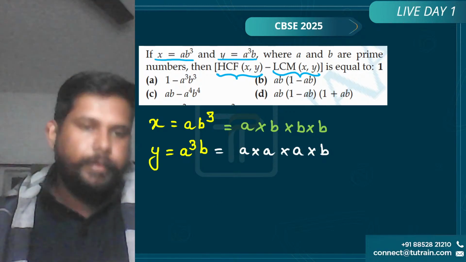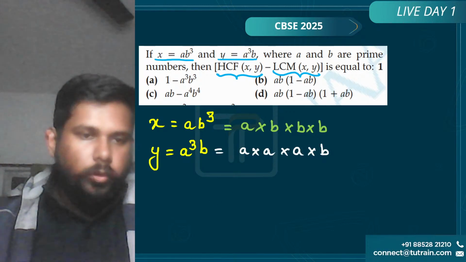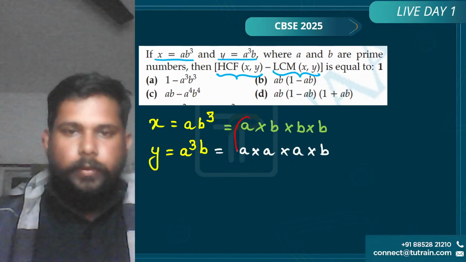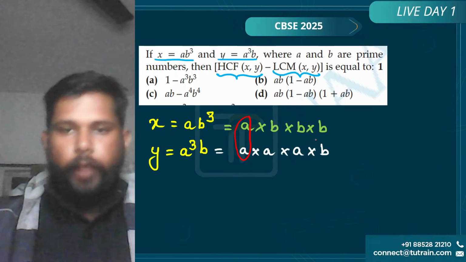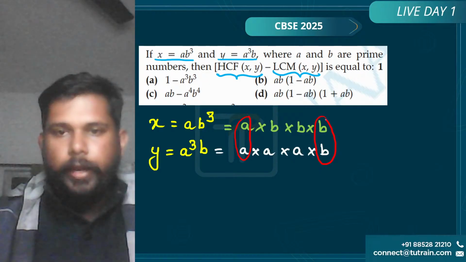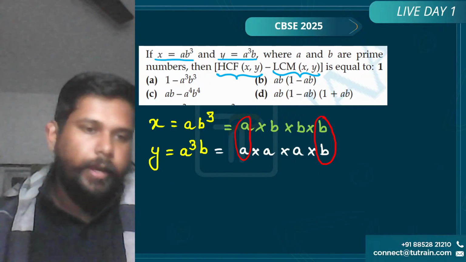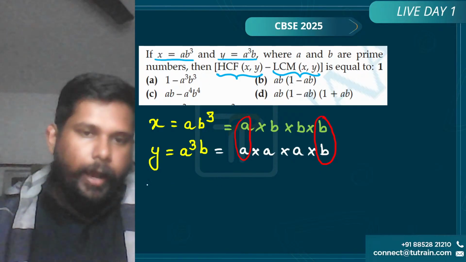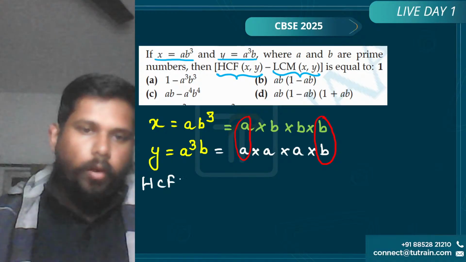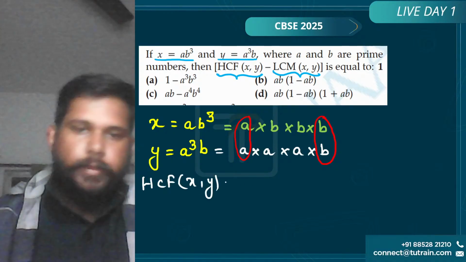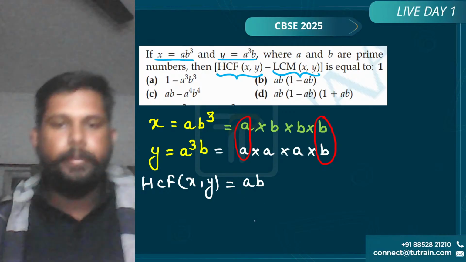Now to find the HCF, you just need to do the grouping. So the common factors will be a and b. So a times b, that means here we got the HCF of x and y, which is ab.